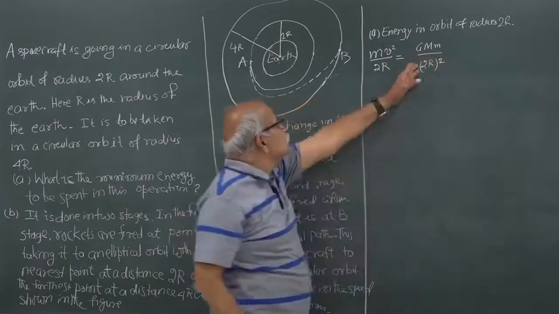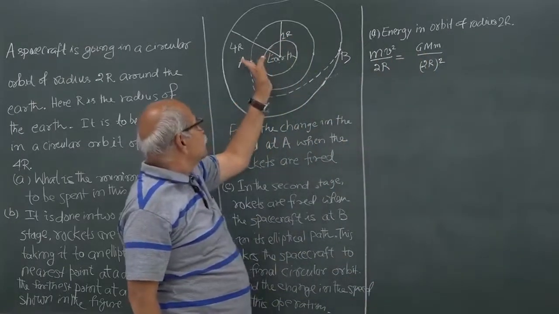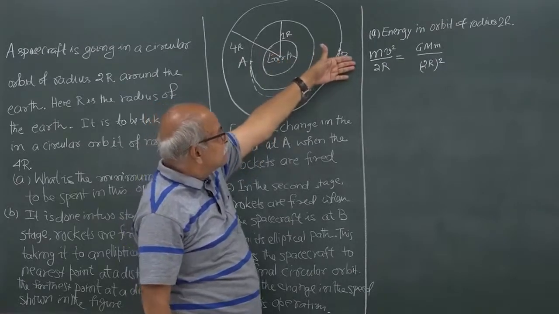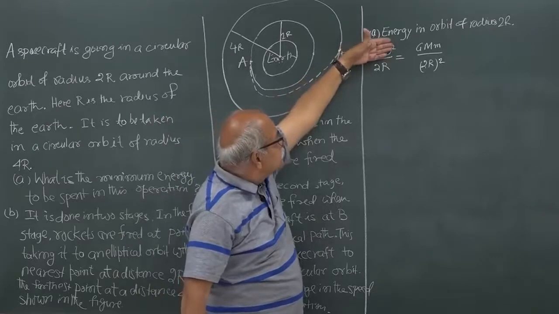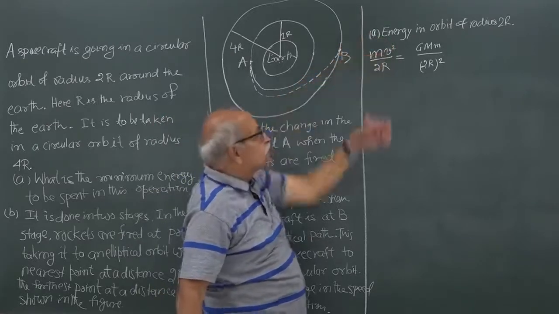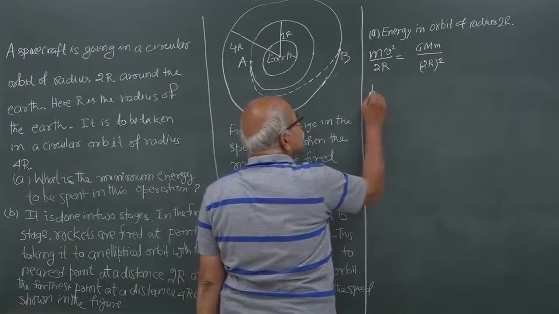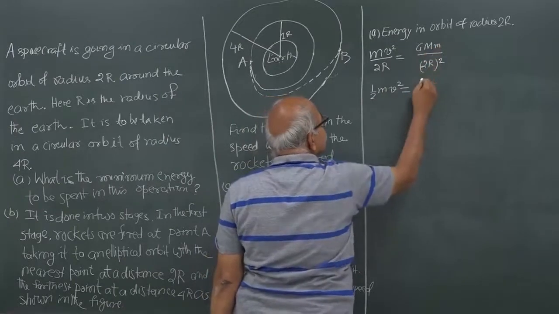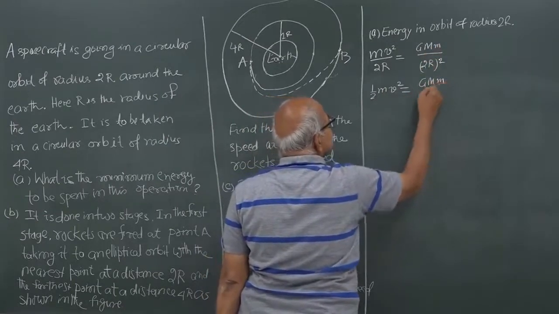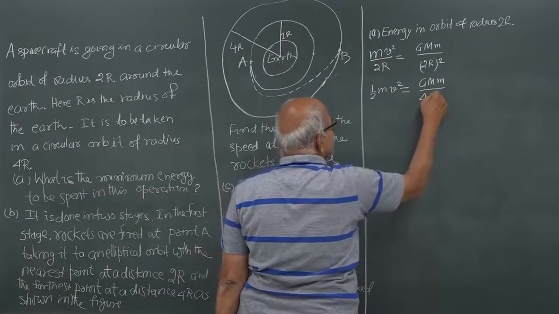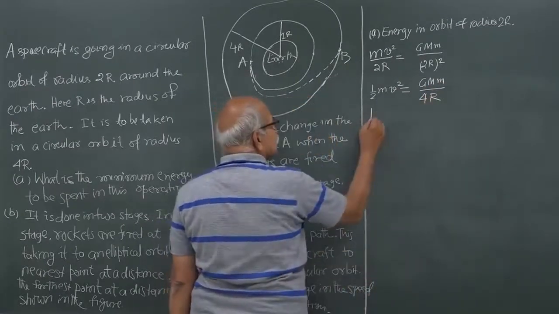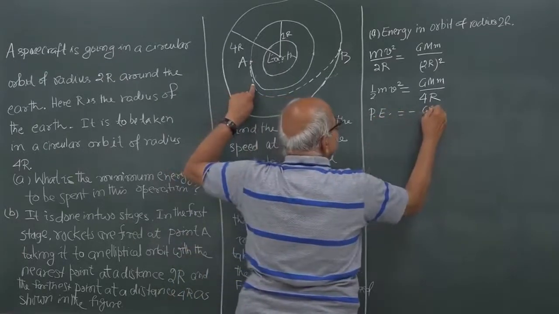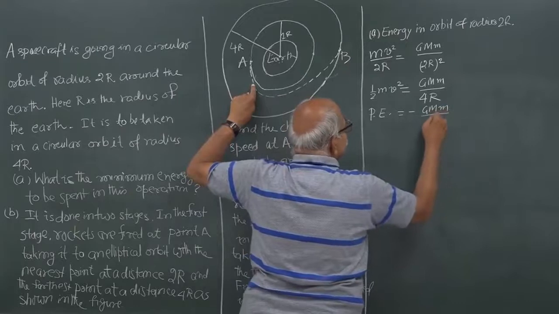Okay, so this is the force on this spacecraft towards the center, and that force should be equal to mass times acceleration. Here is the mass and here is the acceleration, v square divided by the radius of the orbit. And so half m v square is equal to G M m by 4r. That is the kinetic energy, and the potential energy here is minus G M m divided by 2r.